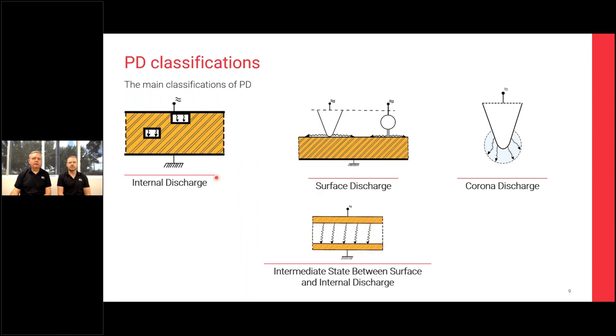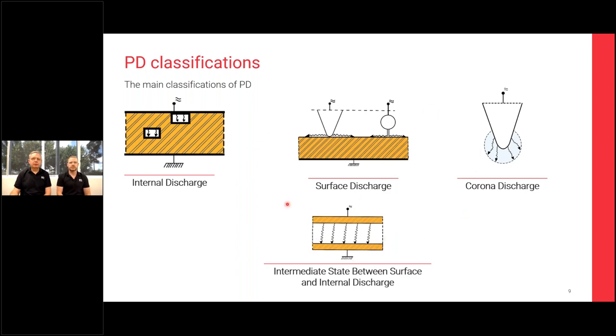But what we end up having with this type of discharge is some elements that are very similar to internal discharge and some elements that are very similar to surface discharge. So it discharges across a gap, quite high levels. And again, Brad will talk about that, about the sort of amplitudes that we see.